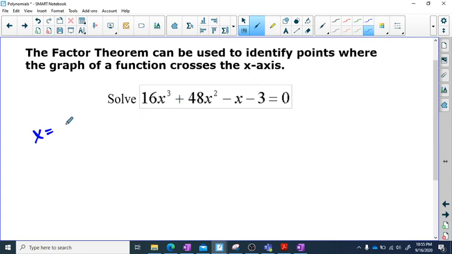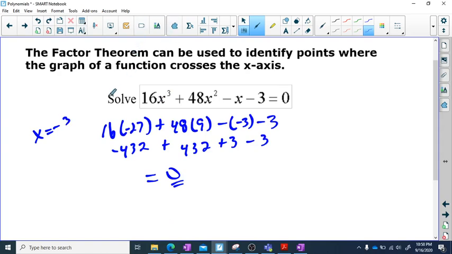Let me have a look. Let's try. The only possibilities would be plus or minus 1, plus or minus 3. Doesn't look like 1's going to work. It's not going to give me a 0. I don't think -1's going to work, so it must be a 2 or a -2. Let's try -2. -2 cubed. Oh my goodness, I'm going to need my calculator. Give me a second.